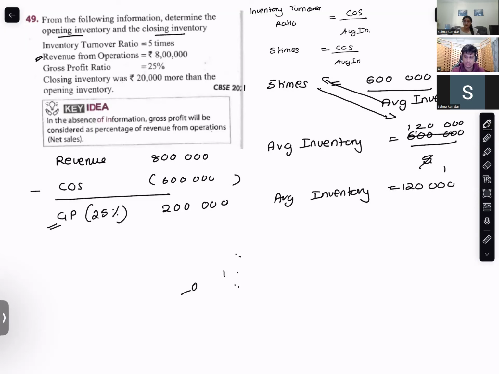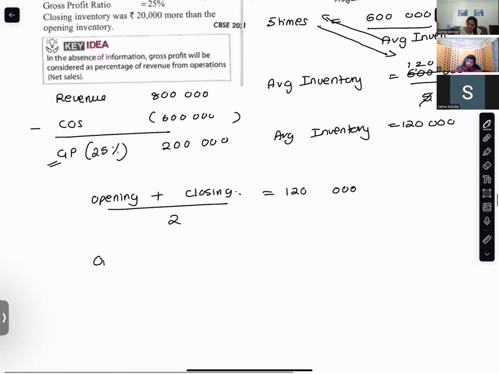Okay. I know what average inventory is: opening inventory plus closing inventory divided by 2. This is 120,000. So that means opening inventory plus closing inventory will be equal to 240,000. I have got this equation now.